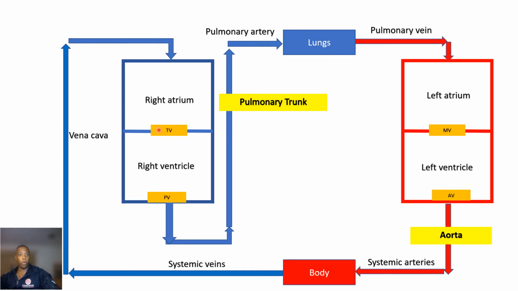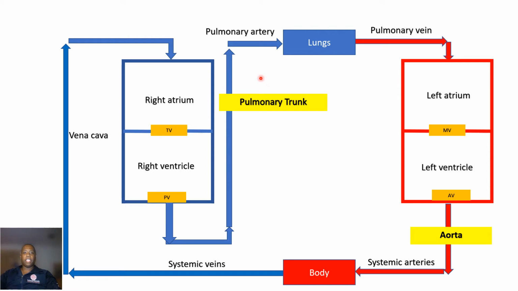So basically what we see is blood will come in through the right atrium via the vena cava, and it will go through the tricuspid valve, through the right ventricle, then the pulmonary valve, then go through the pulmonary trunk, pulmonary artery, then the lungs, pulmonary vein, left atrium, mitral valve, left ventricle, aortic valve, aorta, systemic arteries, then to the rest of the body, and start returning to the vena cava through the systemic veins.